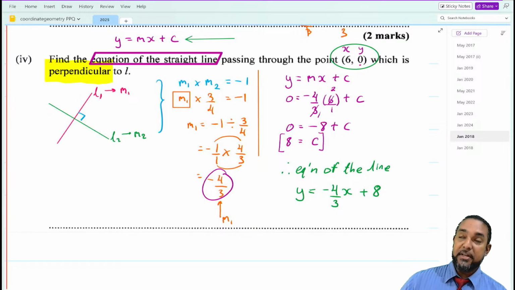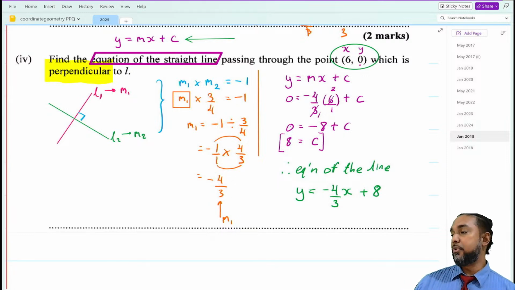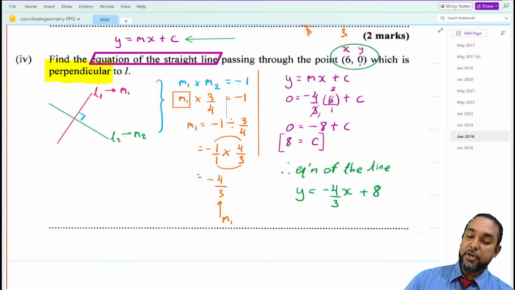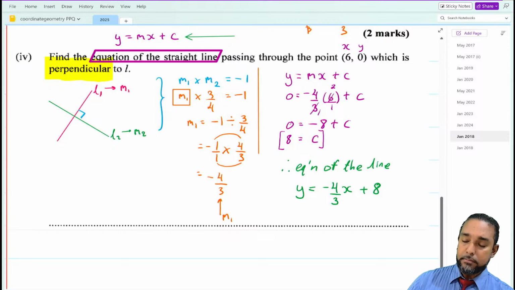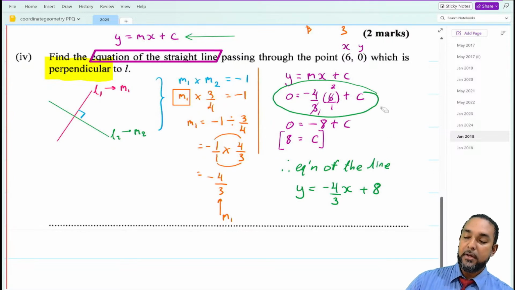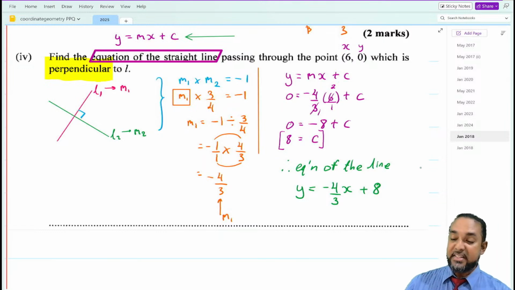Some people like to say, flip it and change the sign, which is essentially what we did. We flipped the 3/4 to 4/3, and then we changed the sign, from positive to negative. And then we use that in conjunction with the coordinates, the one pair of coordinates they gave us, in order to find the equation. So we substituted the values we had into y equal to mx plus c. We simplified and solved, and then we stated the equation outright. Right? Don't forget that last part.